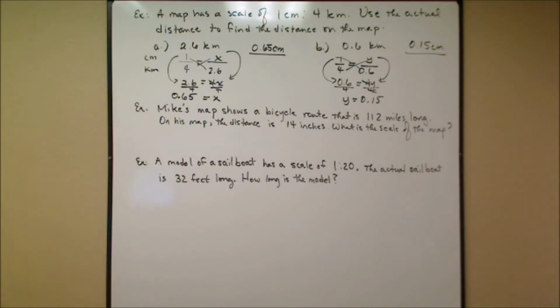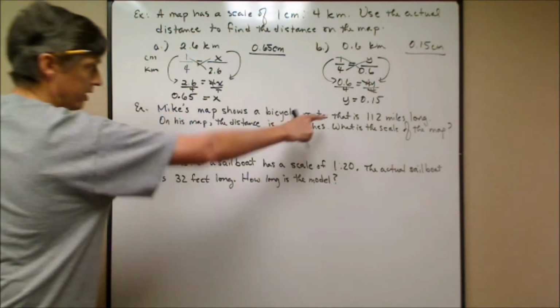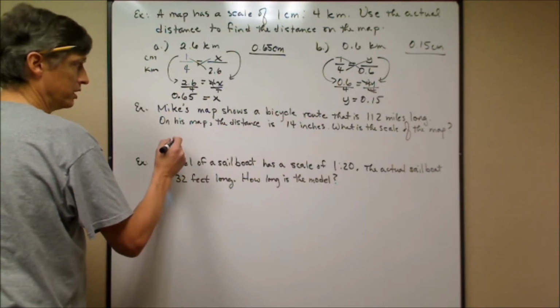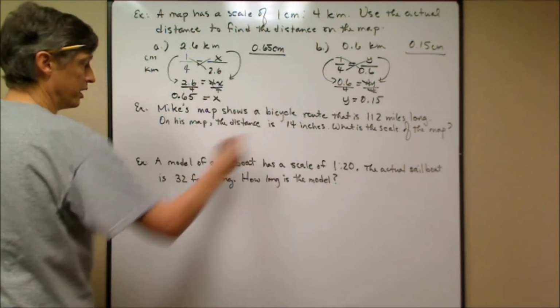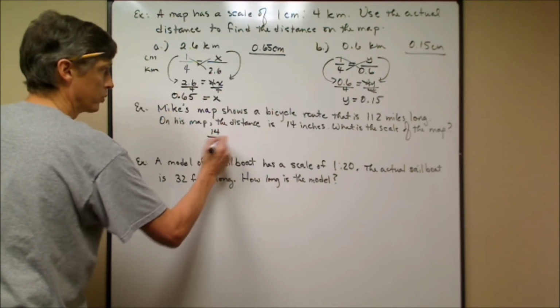Now here's an example of a problem where they don't give you the scale, they're actually asking for the scale. It says Mike's map shows a bicycle route that is 112 miles long, but on the map the distance is 14 inches. What's the scale of the map? So what we want to know is, like 1 inch represents how many miles, that type of a deal. I'm going to set up the map distance on top, actual distance on the bottom.